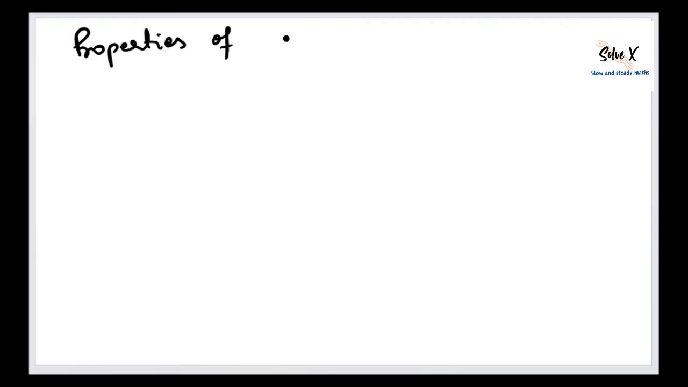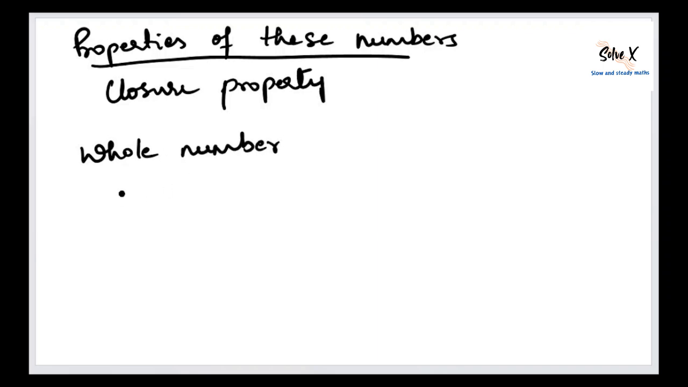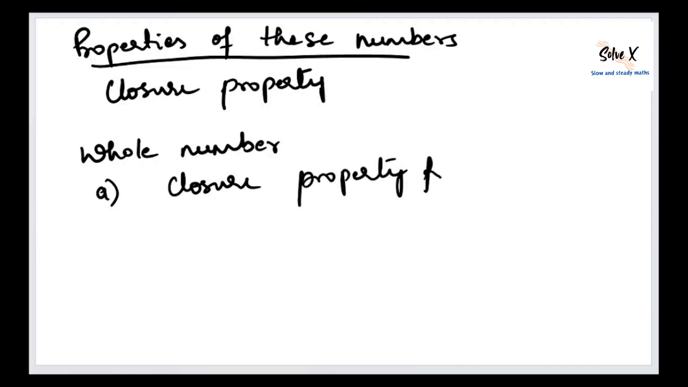Properties of these numbers. First and foremost, we will discuss closure. I will explain the closure property with an example. I'll take the example of whole numbers. We will first discuss whole numbers. Now I will tell the closure property for addition.